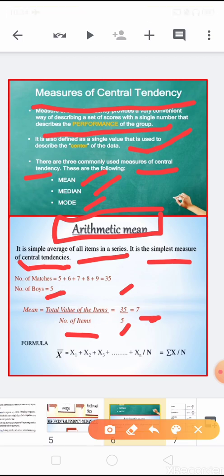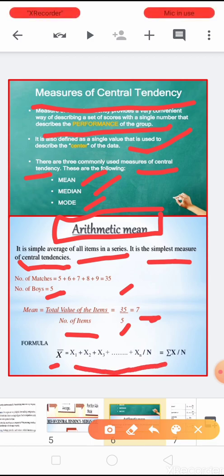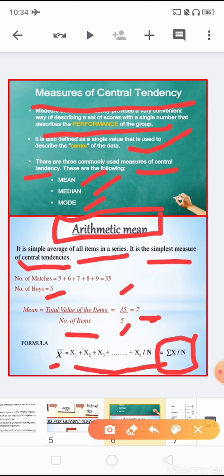So the arithmetic mean is represented by x bar, and it is calculated like this: x1 plus x2 plus x3 plus x4 and so on up to xn, divided by n, the number of terms. We can also write the formula as sigma x upon n. So this is the direct formula for calculating the arithmetic mean of an individual series, that is, sigma x upon n.